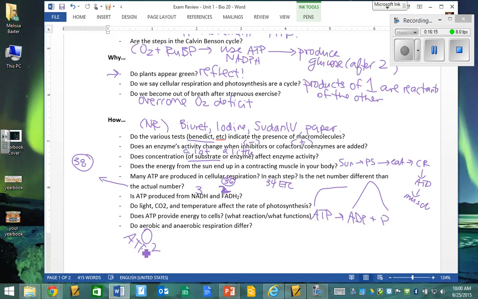So that's the end of the front side of the page. Does anyone want to ask anything about any of those points or go over any of those?